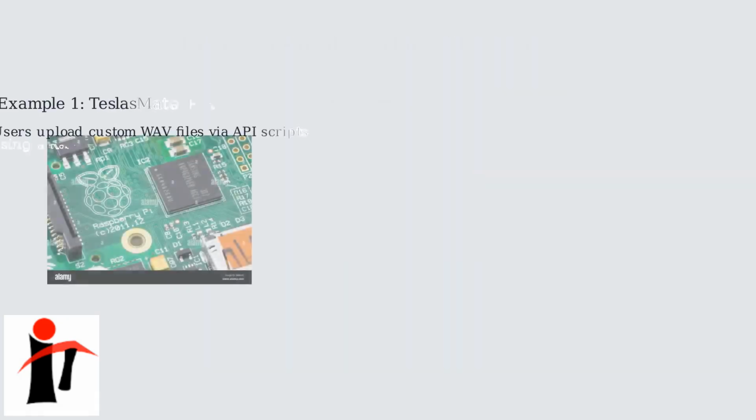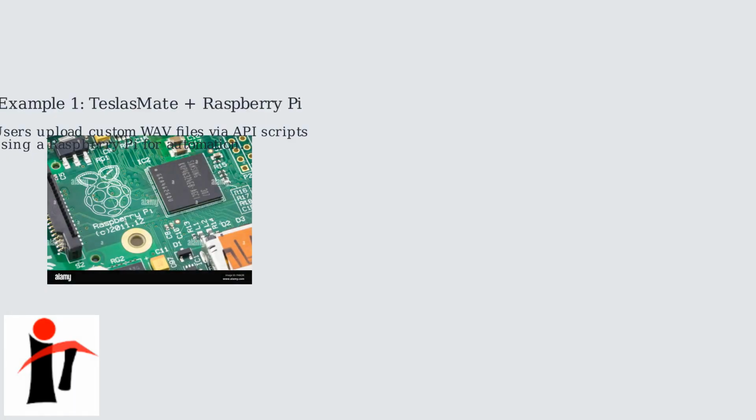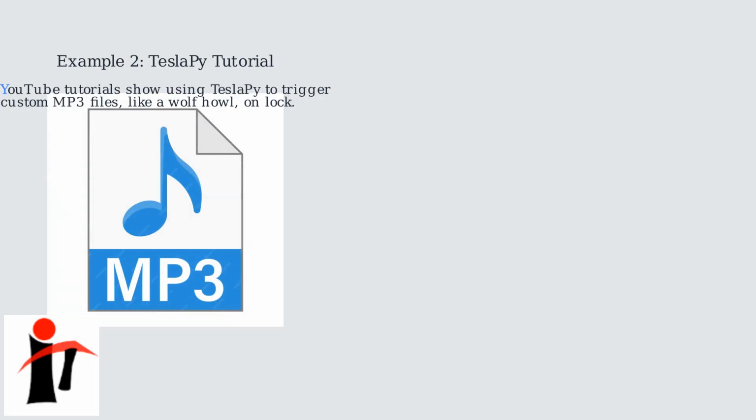One real-world example involves users successfully implementing custom lock sounds using TeslaMate software combined with a Raspberry Pi. They upload custom WAV files through API scripts, allowing automated sound triggers when locking the vehicle. Another example comes from YouTube tutorials demonstrating TeslaPy, a Python library that allows triggering custom MP3 files, such as a wolf howl, when locking the Tesla vehicle.